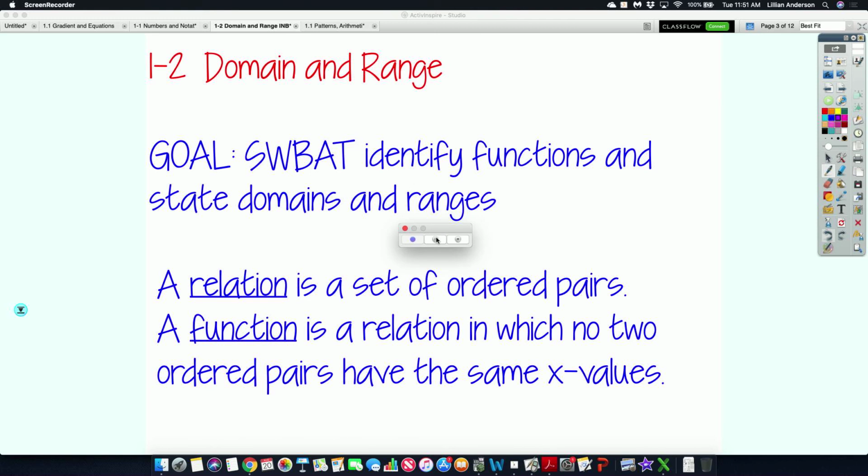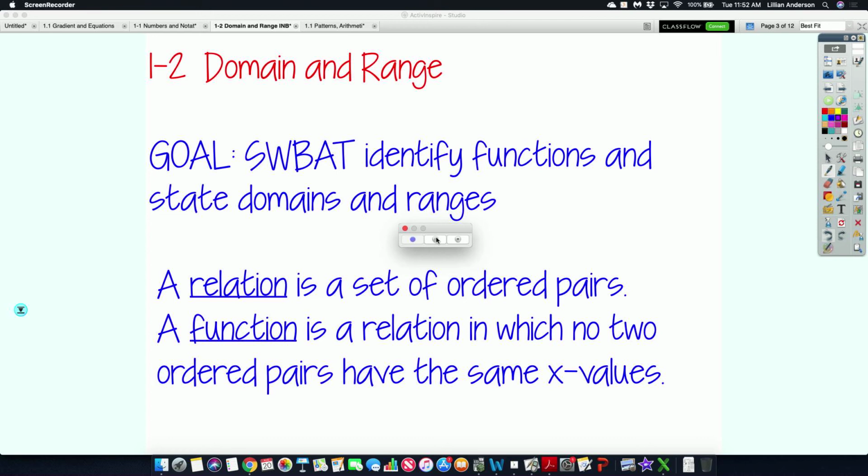So today we're talking about domain and range. This is the next lesson in this unit. You guys are going to be able to identify functions and also state domains and ranges of these respective functions or relations. So let's get a little bit of vocabulary out of the way.